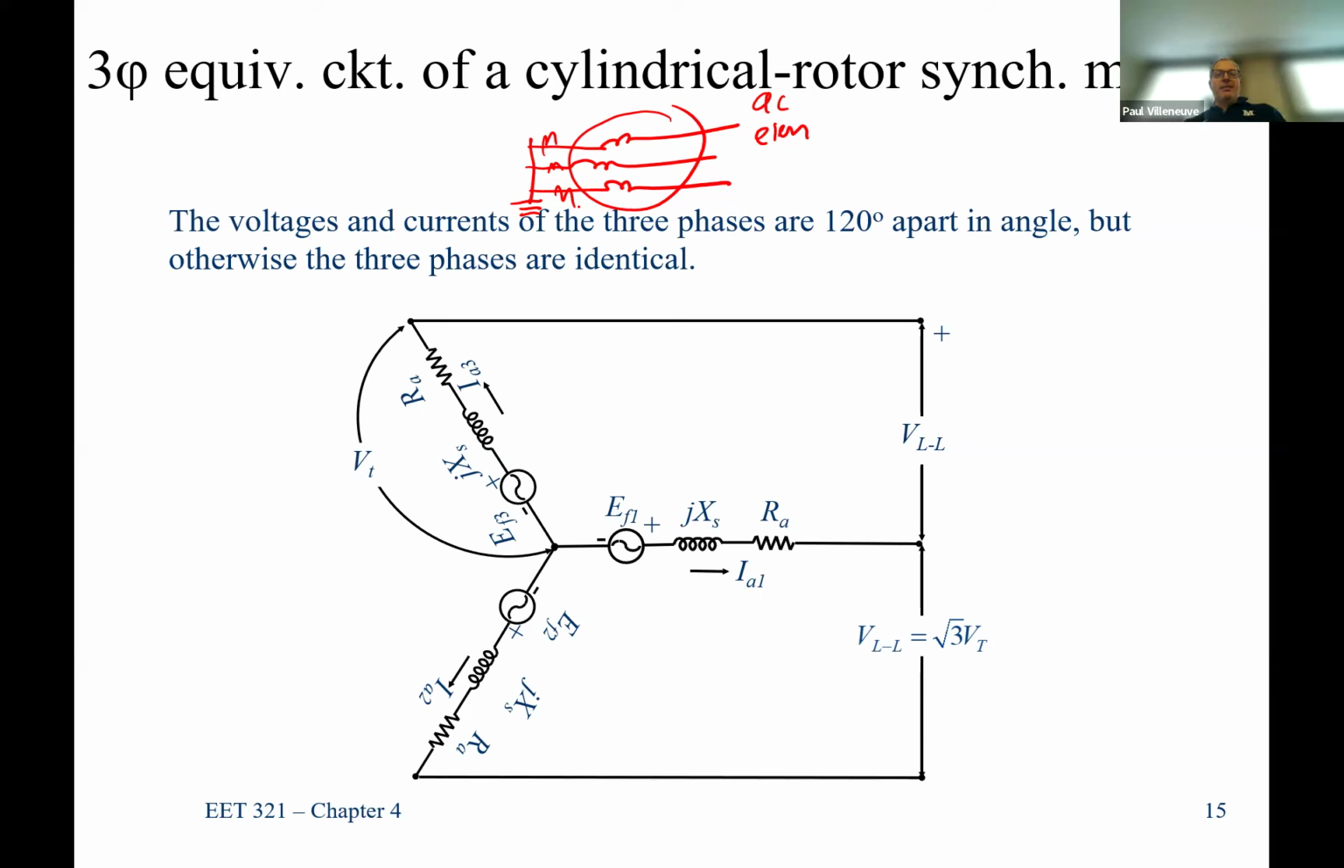And look at that. V line to line, square root of 3 times the terminal voltage. Exactly what we'd expect it to be. So now you actually see with a 3-phase, all that stuff still holds true. If it's a balanced system, the square root of 3s and the 120 degrees, all that stuff is still applicable because the generators are being built to produce exactly this. It's all just a balanced system.